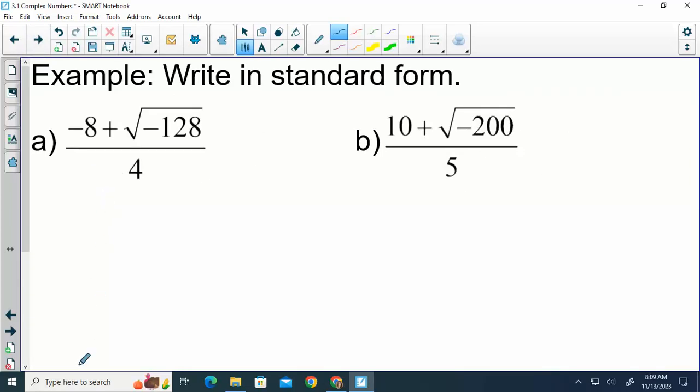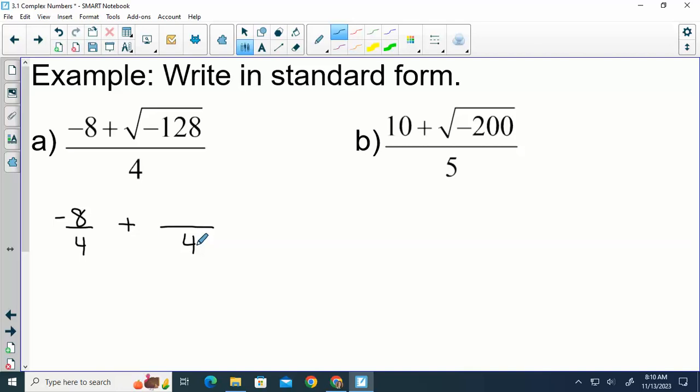Let's look at these. So it asks me to write it in standard form. And what is standard form? All right. So if I start reducing this, we have to break it apart. Okay, the square root of negative 128. We need to reduce that as much as possible. So what would you do first of all?